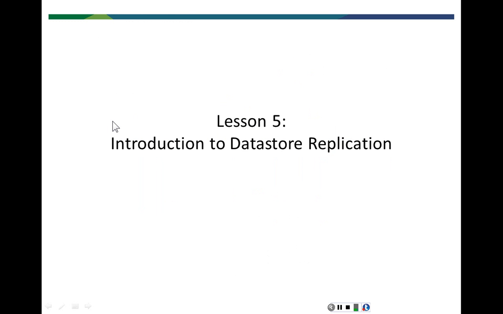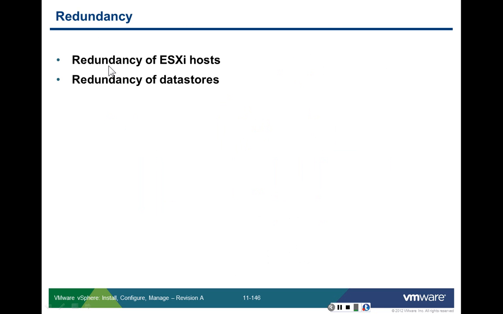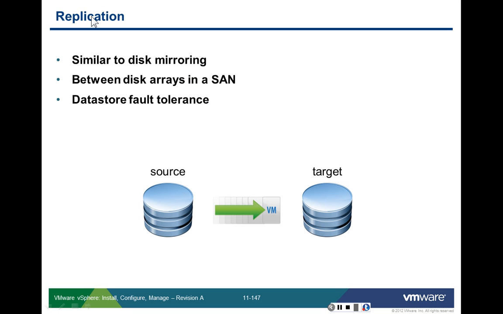Now let's move to Lesson 5, Introduction to Data Store Replication. We've already looked at redundancy of ESXi hosts. Now let's look at redundancy of data stores. With replication, it's similar to disk mirroring, except there is replication between disk arrays in a storage area network. This gives us data store fault tolerance. The first disk array replicates the second disk array. If either one crashes, that's okay.